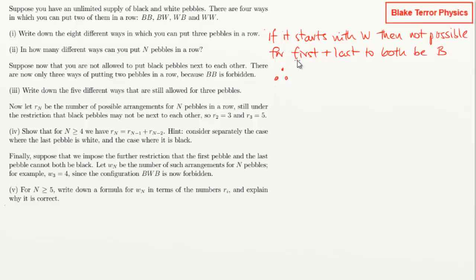Therefore, we've got Rn minus 1 options with W at the start. In fact, we could have done it the same way by saying if there was a W at the finish, we would have got exactly the same thing. So that's if we've got a W. If it starts, again, we could say ends, but it doesn't really matter which way around we do it.